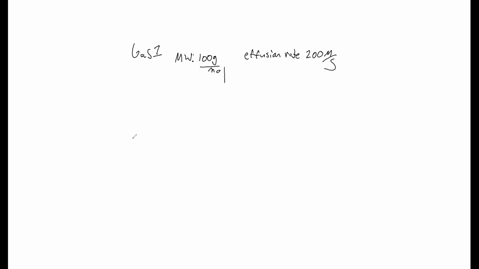The same amount, so the same weight, of a different gas, gas 2, which has a molecular weight of, let's say, 150 grams per mole. So I have two gases, gas 1 and gas 2. Sorry, I'm sure I'm confusing you. I have the same amount of each gas, so the same number of molecules of each gas. And I want to know, based on gas 1, what is the effusion rate of gas 2?